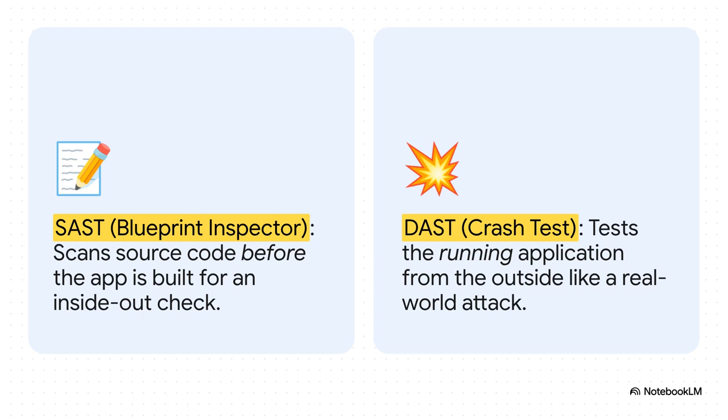Think of SAST, Static Application Security Testing, as the blueprint inspector. It scans the raw source code itself, from the inside out, looking for potential problems before the app is even running. Then you have DAST, Dynamic Application Security Testing. That's the crash test. It attacks the fully built, running application from the outside, just like a hacker would, to see what breaks. You absolutely need both perspectives.